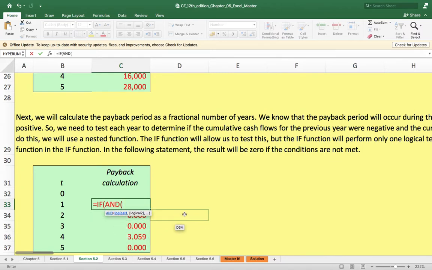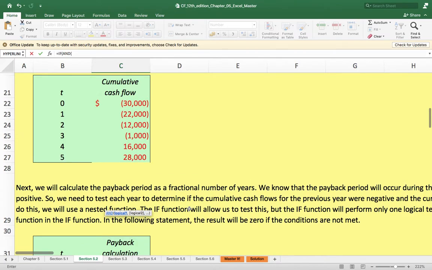Now, always in the payback period or any capital investment, the initial year zero cash flow is negative, isn't it? So, less than 0, comma. Now what will I search? I will search that the next year cash flow must be equal to or greater than 0. So next year cash flow is 22,000 minus, that must be greater than or equal to 0.